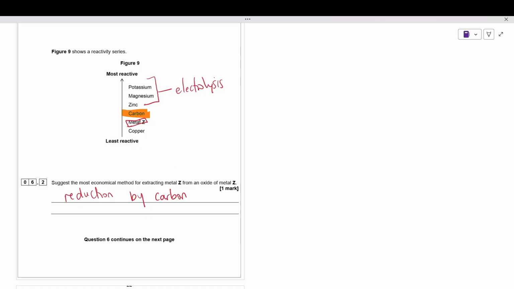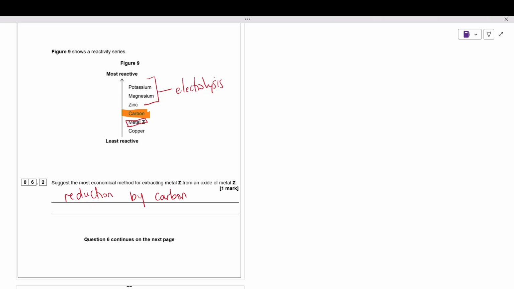Because we can do this extraction, because remember, a more reactive element can displace a less reactive element from its compound. So if we have this in a compound, metal Z, and we react it with carbon, carbon is reactive enough to displace it, so we can get that pure metal, and it's cheaper, so it's more economical.